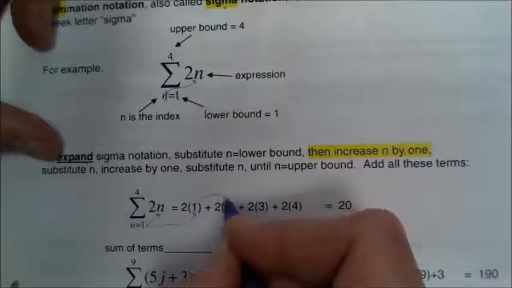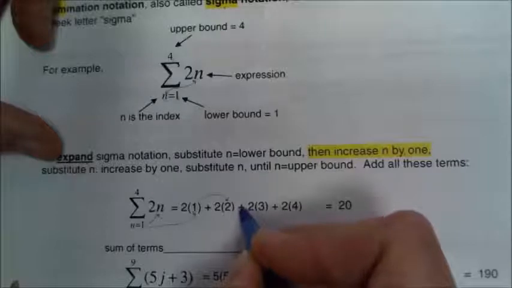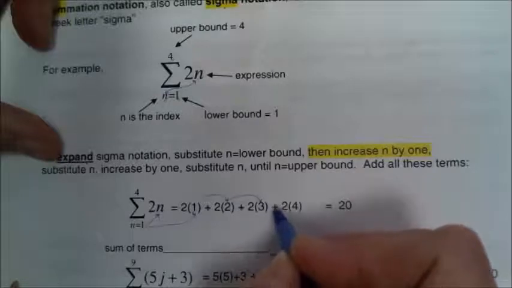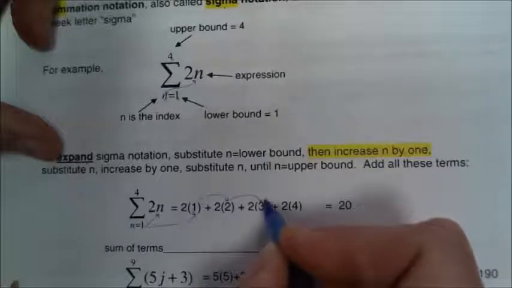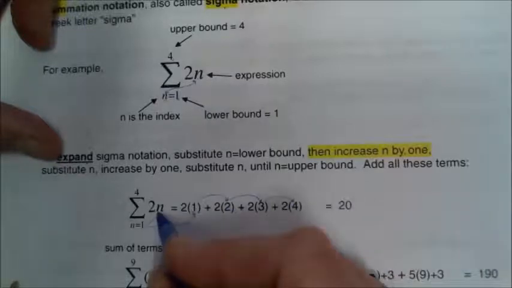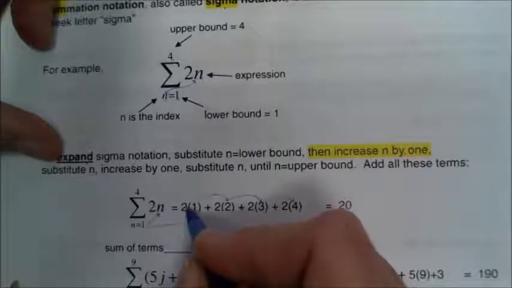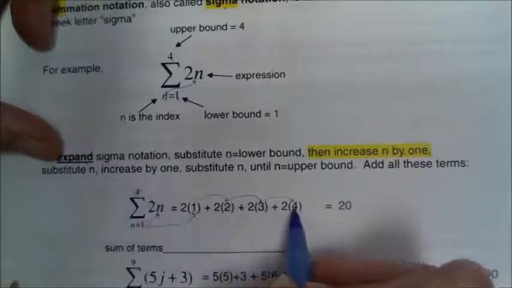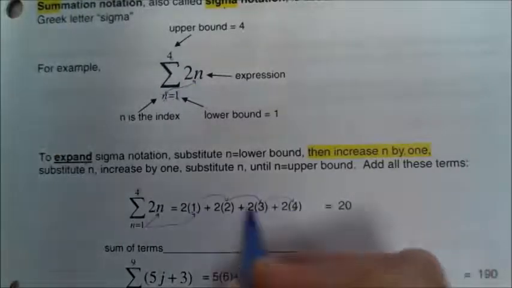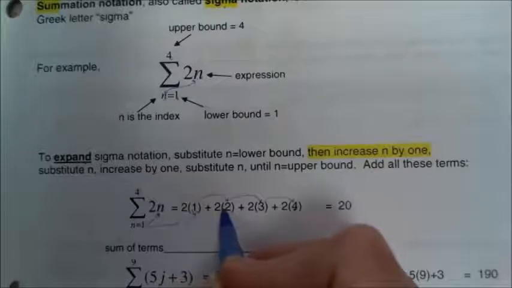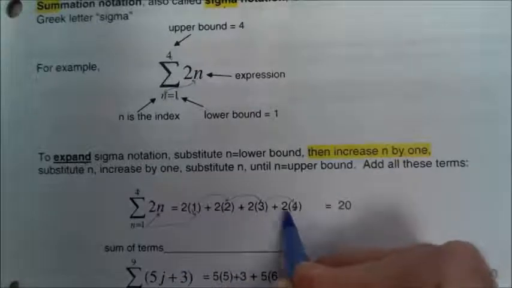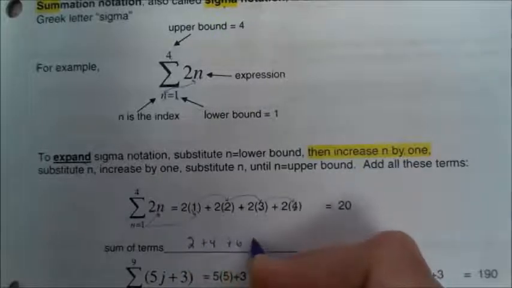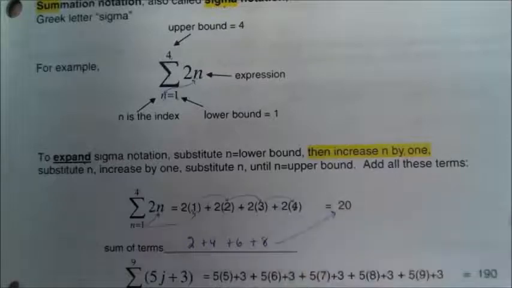So n goes from 1 to 2. Then you're going to add to this. This n gets bumped up by 1 and becomes a 3. Then you're going to add to this. This n value gets bumped up by 1 and it becomes a 4. So those n values start at 1, then go to 2, then 3, and 4, and that's where you stop, because the upper bound is the stopping number. So what you're going to do now is add 2 plus 4 plus 6 plus 8, and when you add those together, you get the number 20.